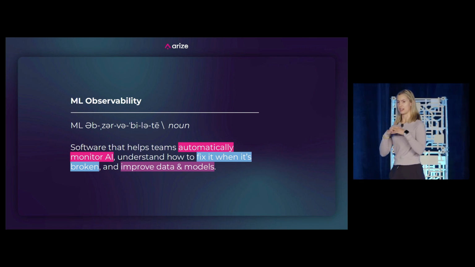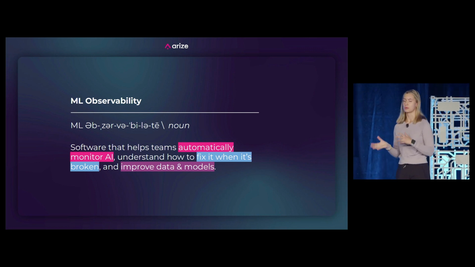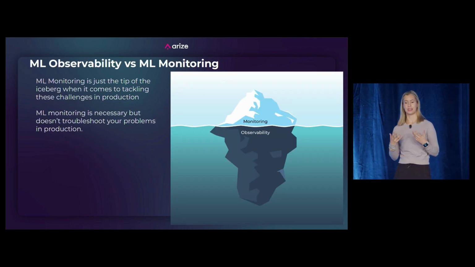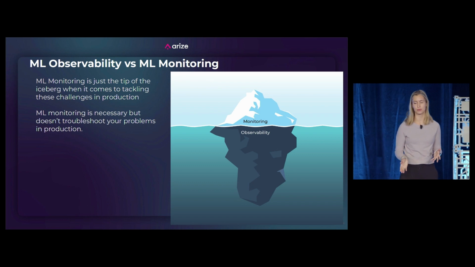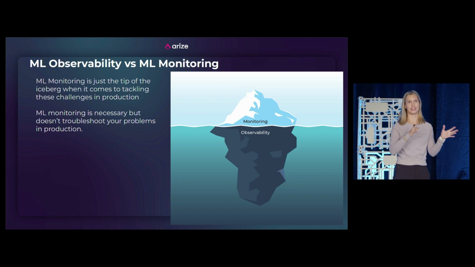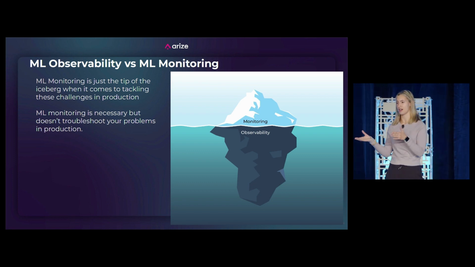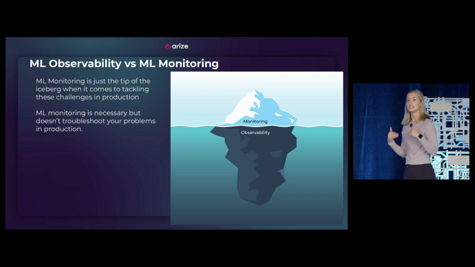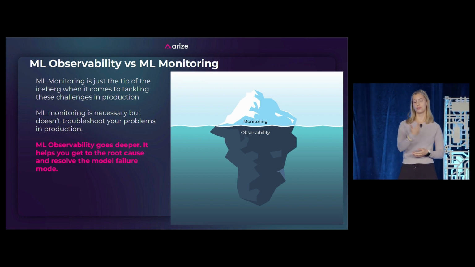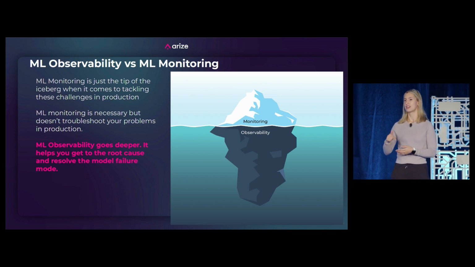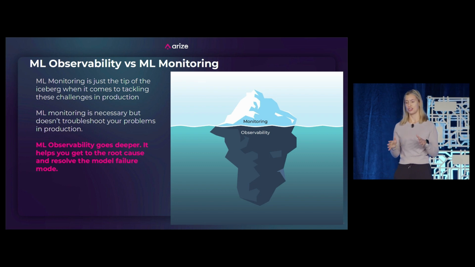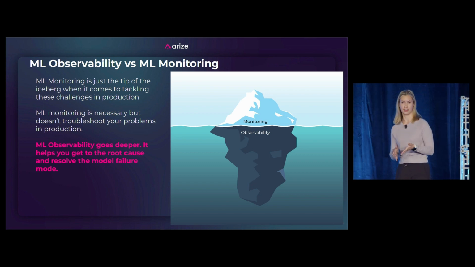There's also a difference between ML observability and ML monitoring. Because ML monitoring is just the tip of the iceberg when it comes to tackling these challenges in production. You do want monitoring, you want it in place, but it's kind of the red light, green light. Is something working, is it not? Whereas ML observability is that level deeper. It's actually going to help you with the root cause analysis aspects. So when you do get a red or green light, saying, oh, your model is drifting or there's performance degradation, you actually know where that's happening. You can actually root cause and resolve those model failure modes.